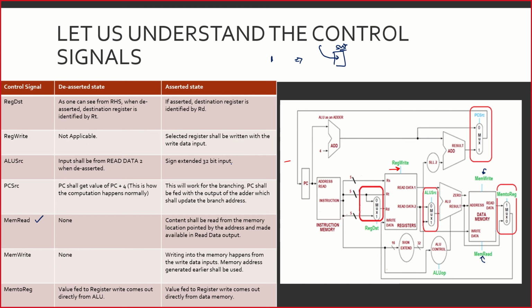So we have completed 6 very important control signals that we need to know. The last one is nothing but mem to reg. What is it? When it is 0, the value is taken right away from the ALU and fed into the register. When it is 1, we are reading the content from the memory and the value is fed into the register.